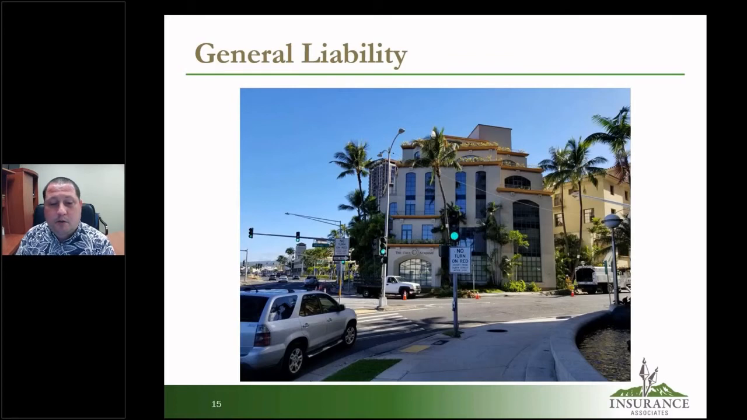You want the coverage to be on a per project general aggregate basis. This tree trimmer may have large claims at other projects that may leave you without any aggregate limit available.